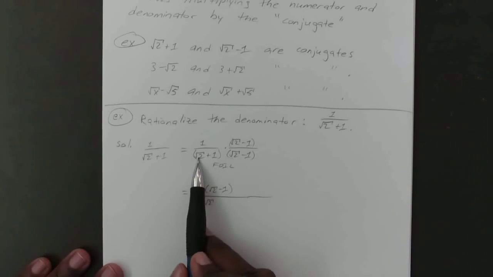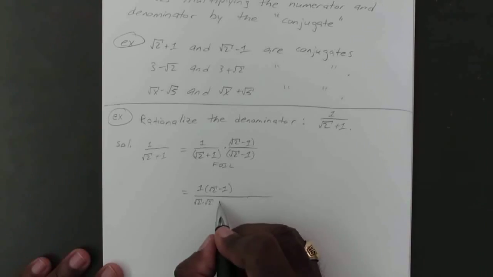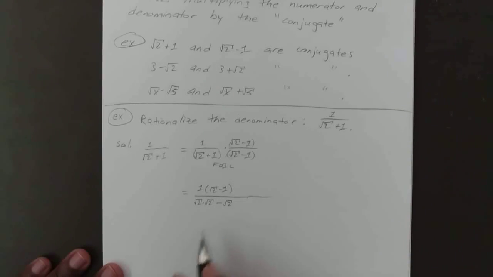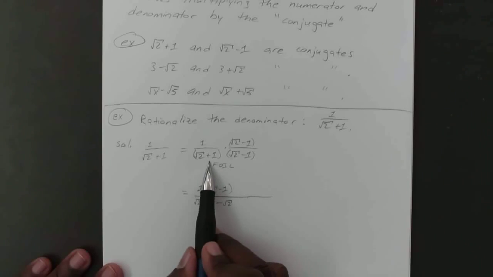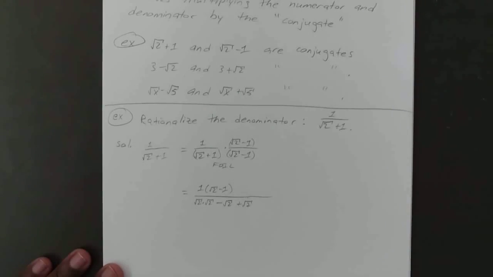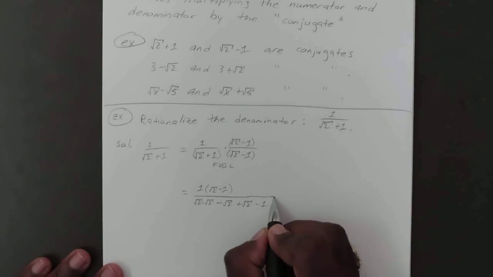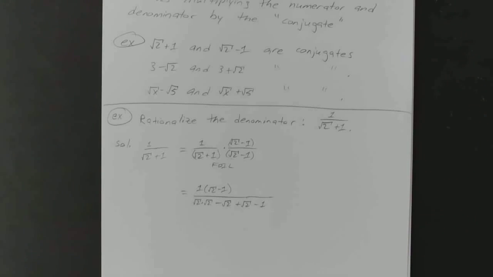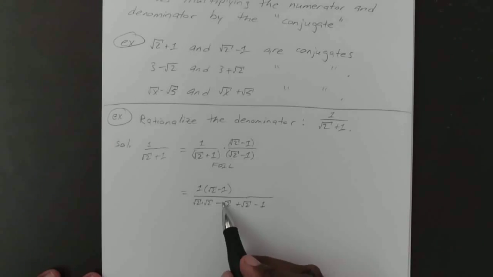Your outer, square root of 2 times negative 1, which is negative square root of 2. Your inner, square root of 2 times positive 1, which is just positive square root of 2. And your last, 1 times negative 1, which is just negative 1. So as you can see, when you multiply by the conjugate, the two middle terms are always just going to disappear. They're going to cancel each other out.